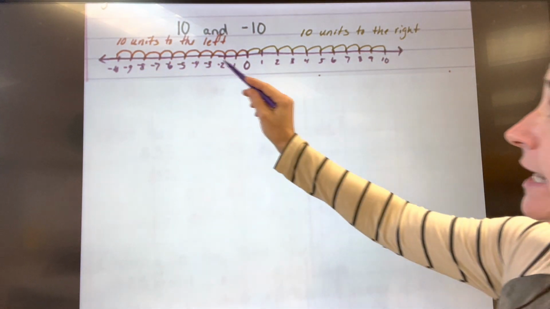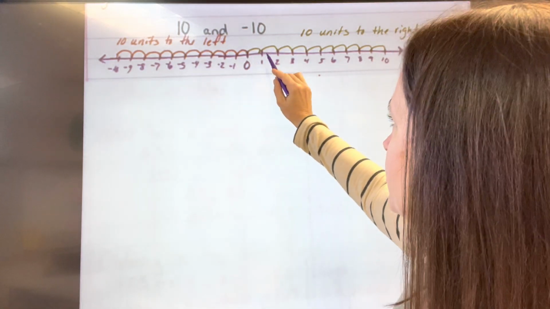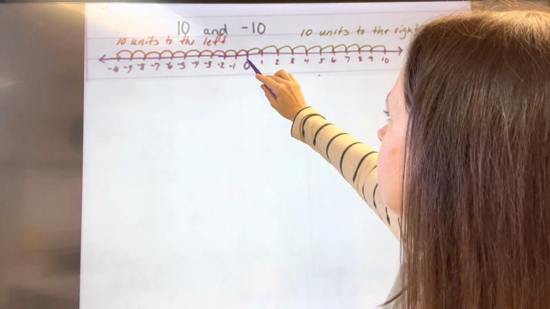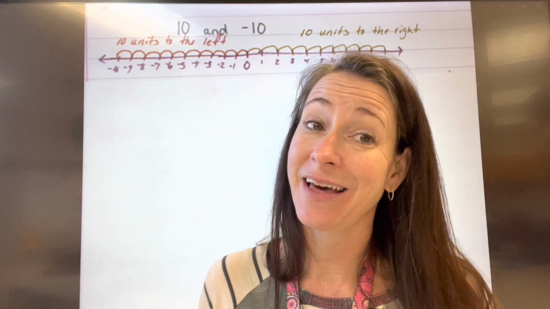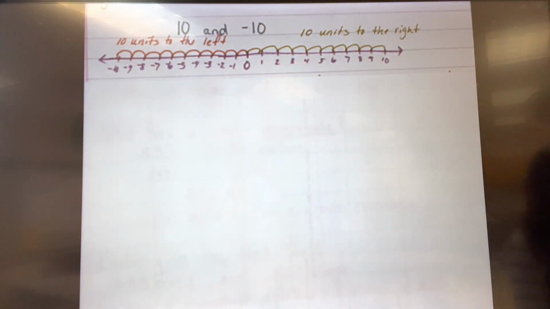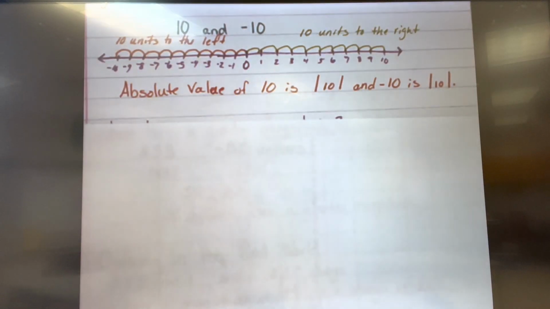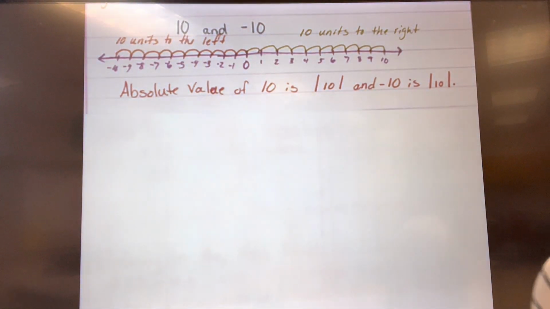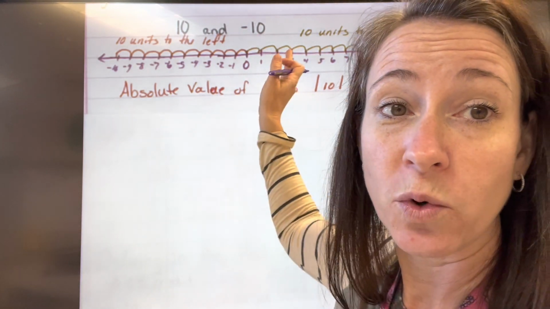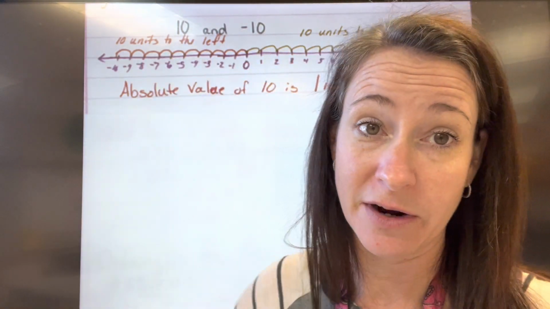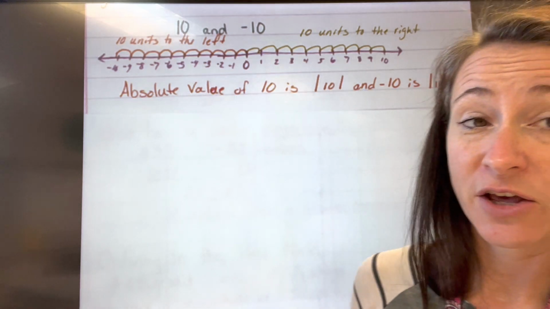So as you notice, positive 10 is 10 units to the right, and -10 is 10 units to the left. And they both have an absolute value of 10. Even though one is positive and one is negative, one is 10 to the right of 0 and one is 10 units to the left of 0, the absolute value is still 10.